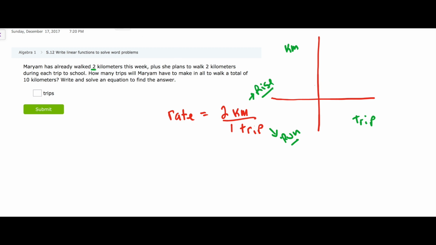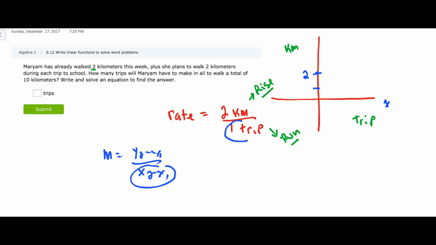So, all right, we got that: 2. And it says how many trips will Miriam have to make in all? So trips is an x value, because we don't know it. Well, because it's rise over run, and your slope is y2 minus y1 over x2 minus x1. Which one's the run? The x1, right? So this bottom one is the run. The bottom one is the trip.